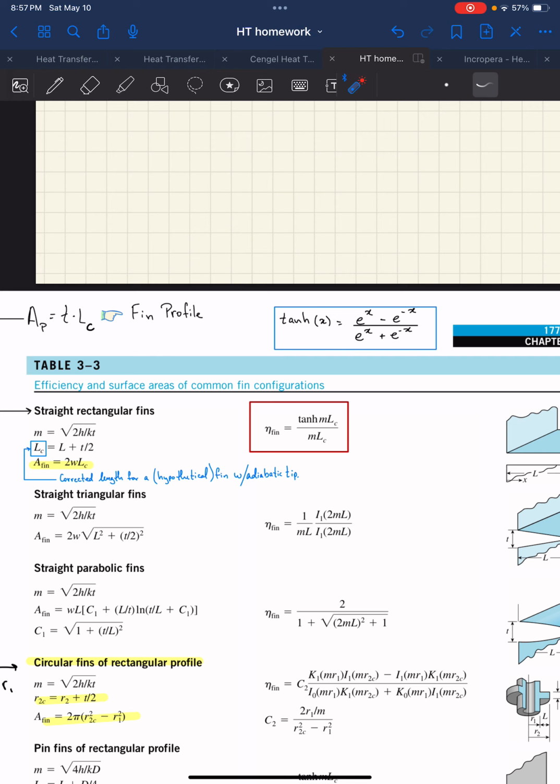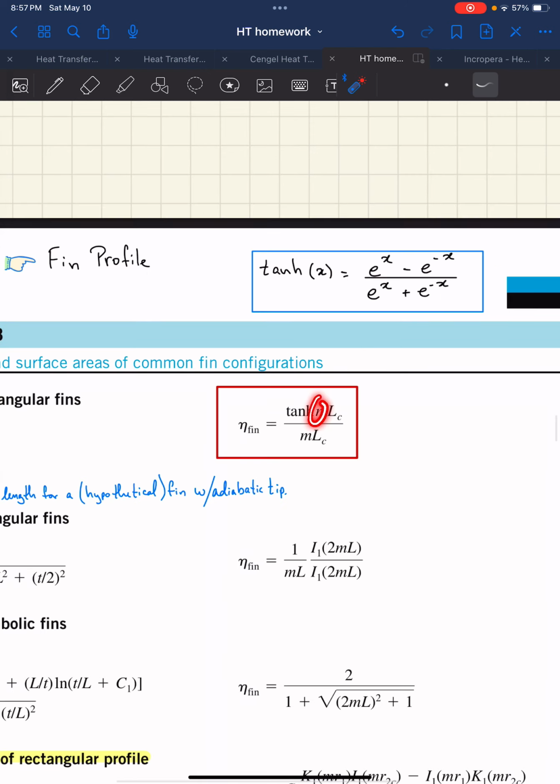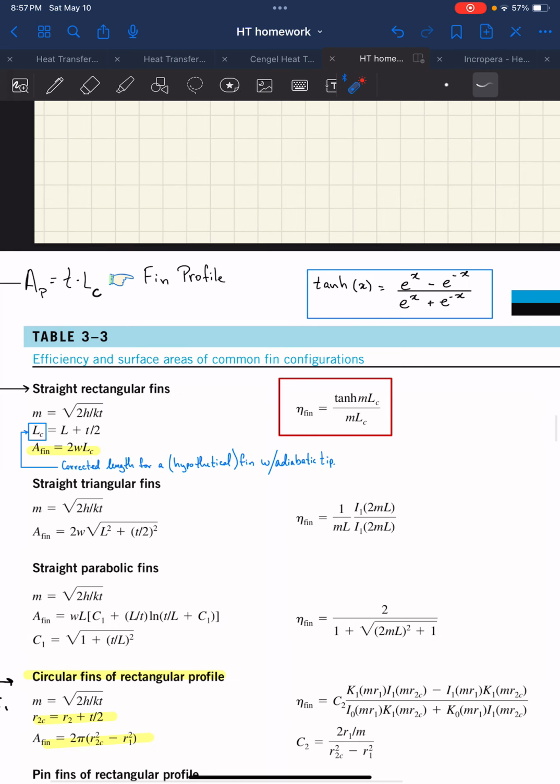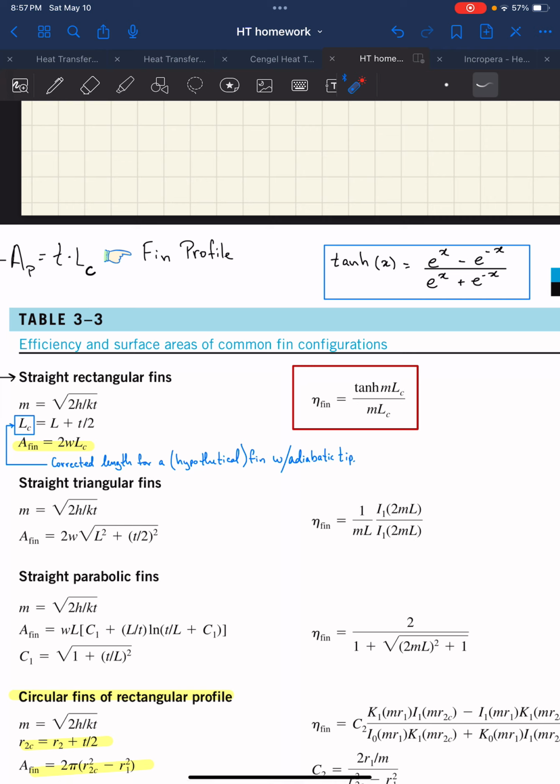Okay, let's go ahead and solve this. We basically need to find a few things. We need to find this constant m that they call it, and Lc. Lc is a corrected length. I wrote here a little note: Lc is called the corrected length for a fin with an adiabatic tip.